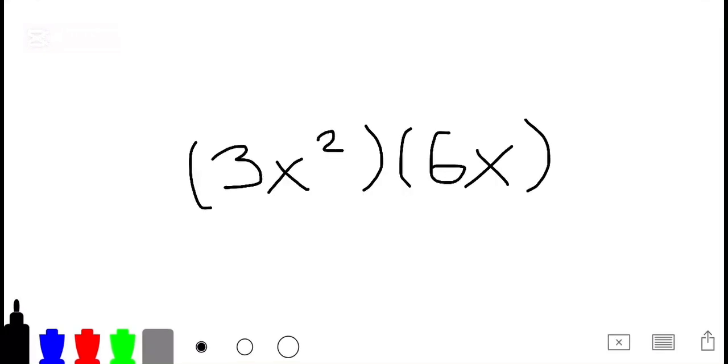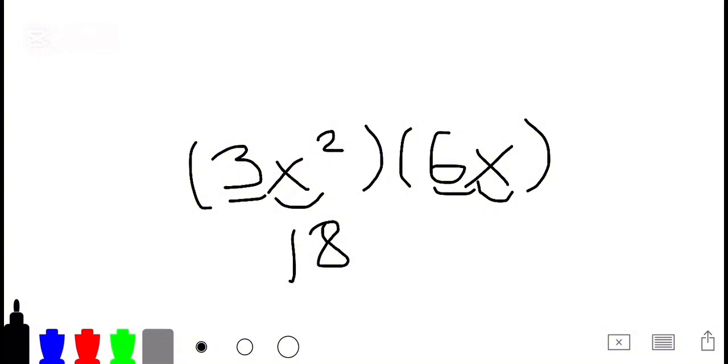So let's talk about multiplying monomials first. To multiply monomials, we first multiply the coefficients. So 3 and 6, we multiply those, and 3 times 6 is 18. Now this part's a little tricky. We multiply the variables attached to those. So for the variables, we have x squared and x, and we have to multiply x squared and x.